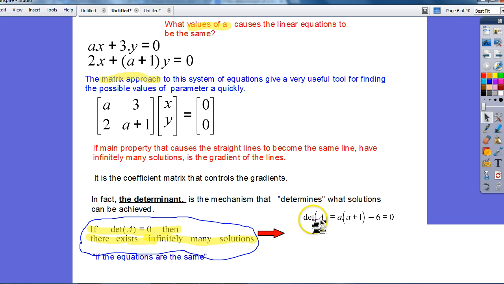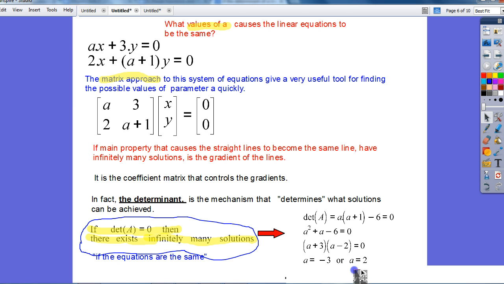So let's take the determinant of A. We go AD minus B times C. A times (a plus 1), minus 3 times 2, which is 6. Okay, let's expand the brackets. a squared plus a minus 6 is 0. That factorizes because it's a quadratic, and we get (a plus 3) as one factor and (a minus 2) as the other factor. So therefore, a is negative 3 and a is 2. And there's our possible answer.